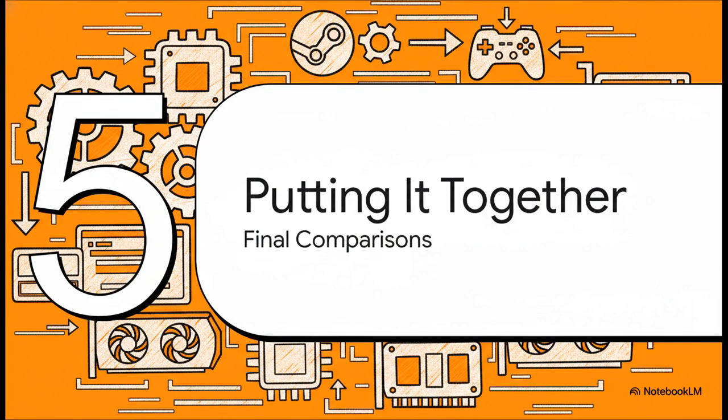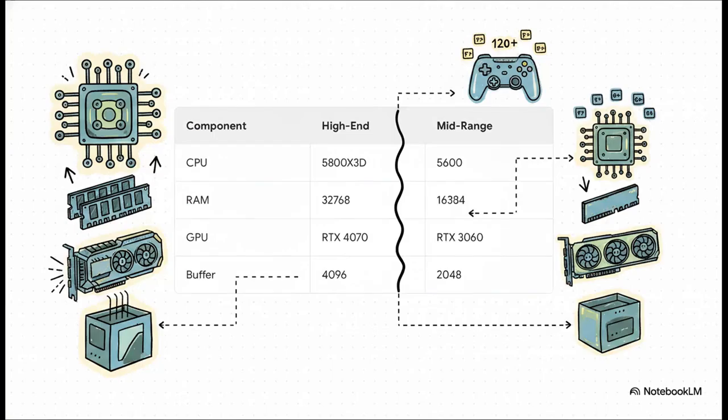Finally, Section 5. Let's put the whole shebang together. This final comparison really drives the point home. It perfectly demonstrates the distinct difference between a high-end build that's outputting 120 plus frames per second and a standard mid-range build. It proves exactly why custom values are absolutely mandatory. Just look at that high-end column. 32 gigs of RAM uses 32768. An 8-core CPU uses an 8 and 16 split. And a 12 gigabyte GPU gets that 4096 buffer.